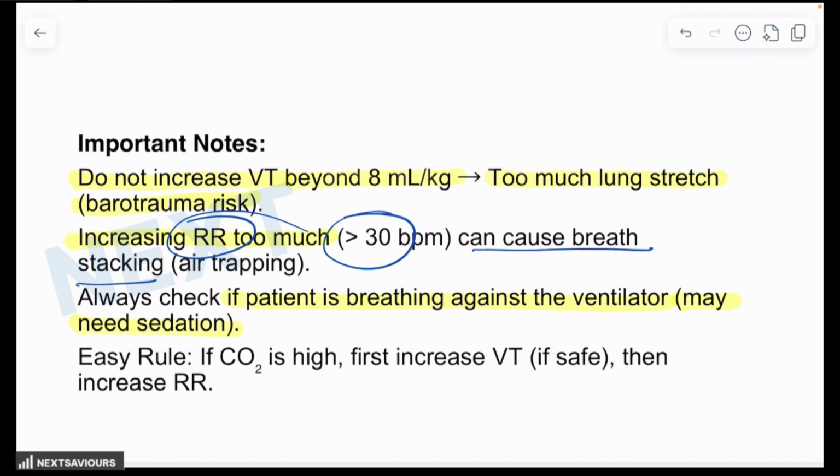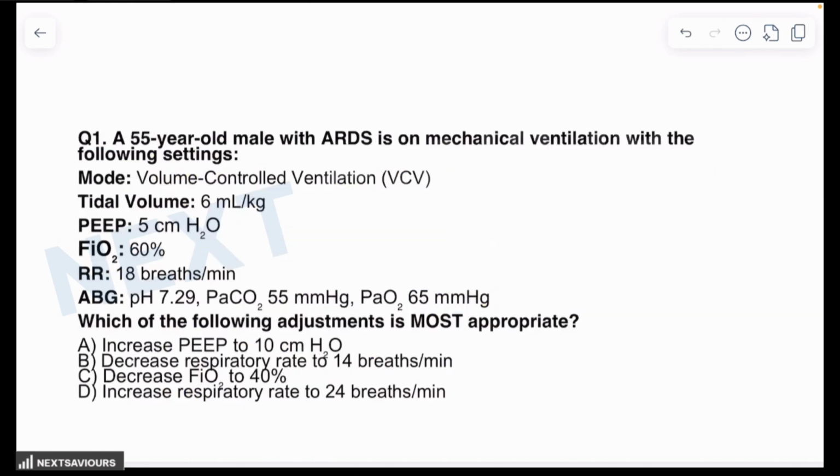And the easy rule is that if carbon dioxide is high, then first increase VT if it is safe. But if it is already running at the upper limit, as most of the time it happens, then increase the respiratory rate. That's it. Let's talk about some sample questions.